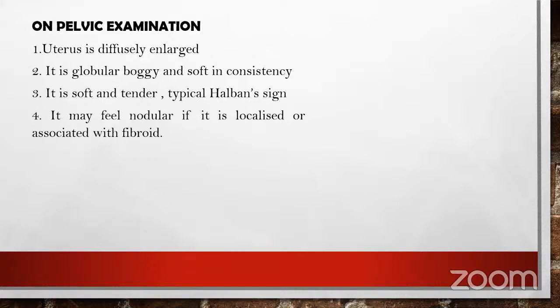On pelvic examination, uterus is diffusely enlarged. It is globular, boggy, and soft in consistency. It is soft and tender. Typical Hegar's sign is present. It may feel nodular if it is localized or associated with fibroid.